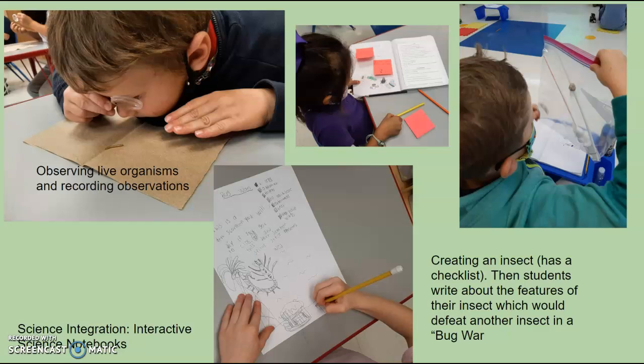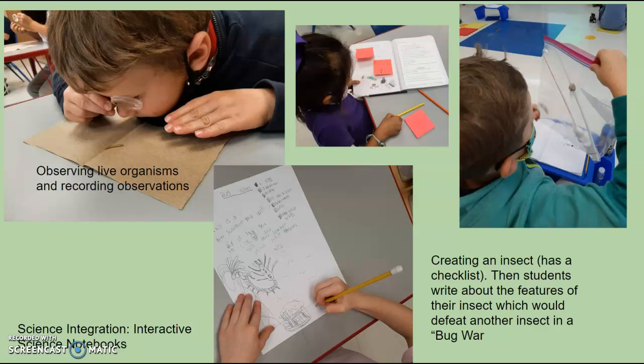So again, this is a workstation that they can be doing while you're in guided reading groups. We have live organisms in our class. We currently have milkweed bugs and mealworms, which are turning into darkling beetles. We have silkworms, and we also have butterfly larvae. So during language arts, they can observe the live organisms, and they can record observations to connect to writing skills.